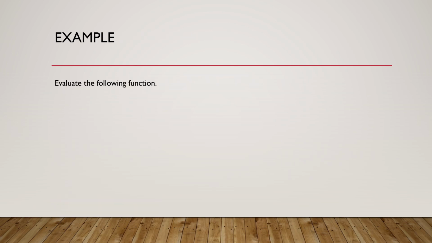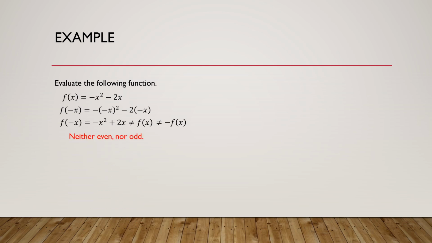Finally, let's fully evaluate the following function. f of x is equal to negative x squared minus 2x. First, we look for whether this function is even or odd. f of negative x is equal to negative negative x squared minus 2 times negative x. We simplify to get negative x squared plus 2x, which is neither f of x nor negative f of x, so this function is neither even nor odd.